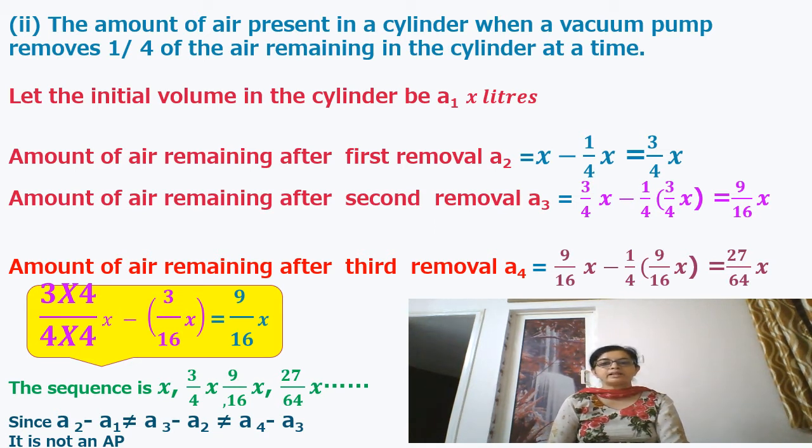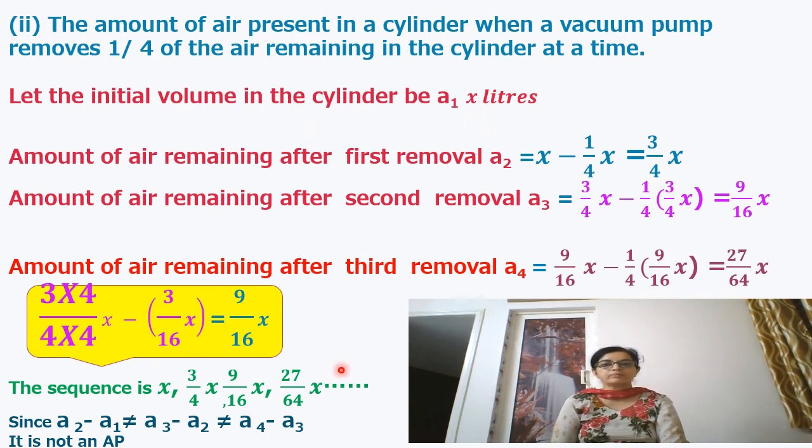Now let us take another example of a day-to-day life situation. The amount of air present in a cylinder when a vacuum pump removes one-fourth of the air remaining in the cylinder at any time. So at a time, the vacuum pump is removing one-fourth of the air from the cylinder and you have to find the remaining air. Now let us take that the initial volume of air in the cylinder is X liters.